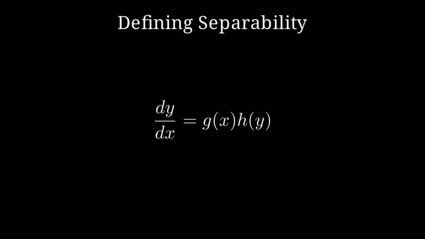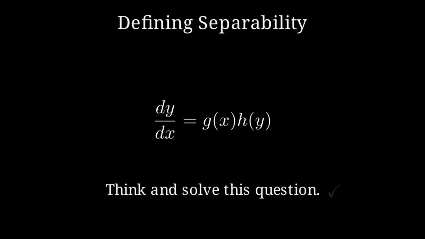A first-order differential equation is called separable if the derivative can be expressed as a product of two functions, one strictly of x and one strictly of y. If you can write the equation in the form dy over dx equals g of x times h of y, you are ready to separate and solve.